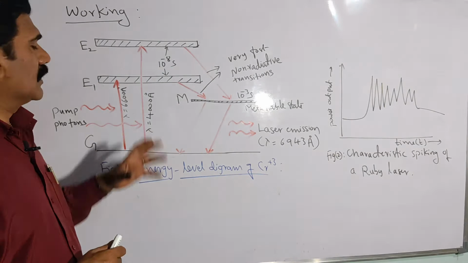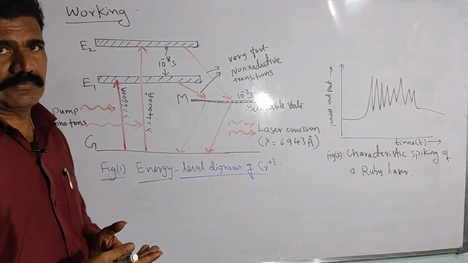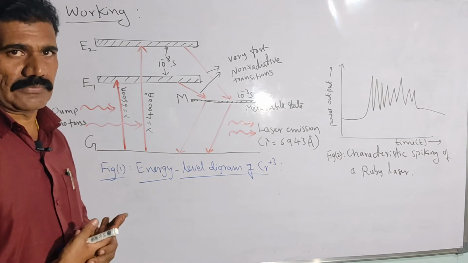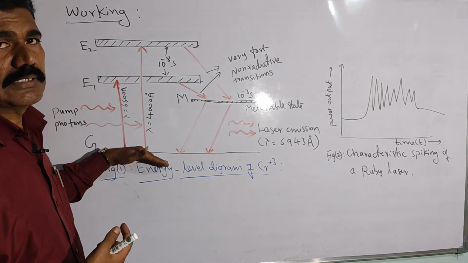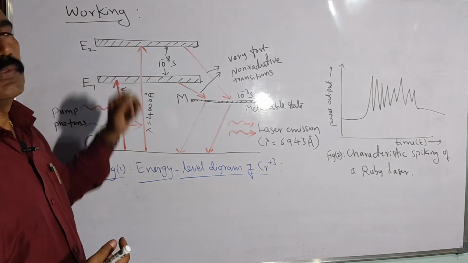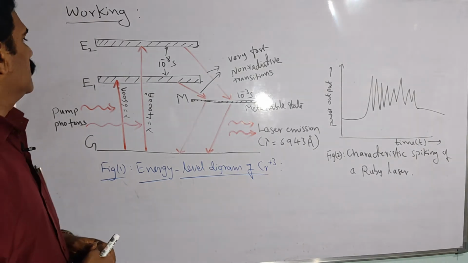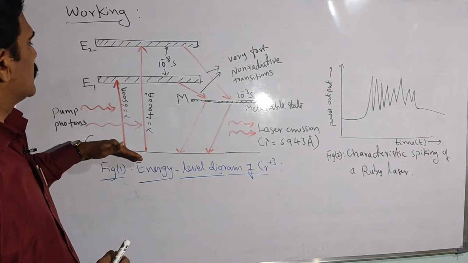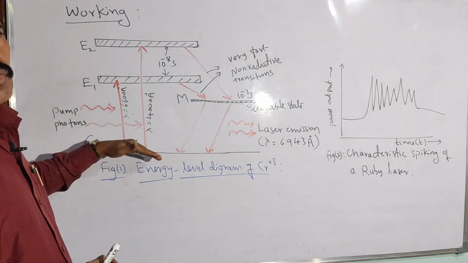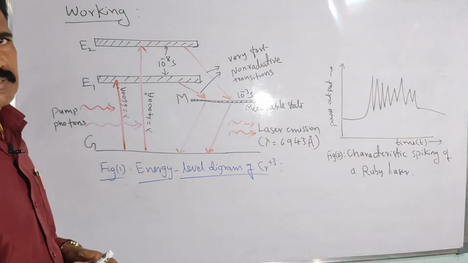Depending upon the absorption of that photon energy by the chromium ions, they get excited. Then they will change states also. They will move from the ground state to the excited state, which I am showing in the form of the upward transitions you can see here. Some of the atoms will go to the excited state E1 and some of the chromium atoms will be excited to the energy level E2. So both are excited states.